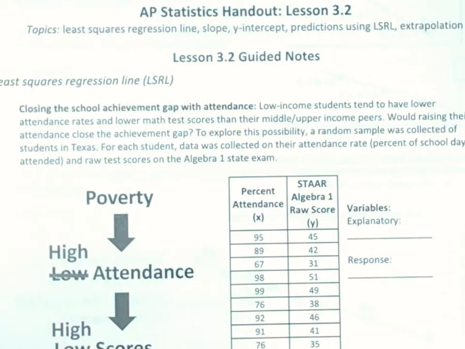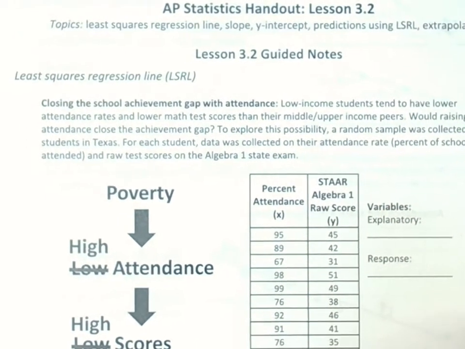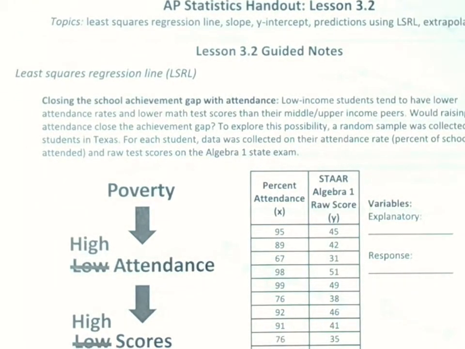Okay, welcome. Day 2 of chapter 3. And again, we're still talking about bivariate data and our least squares regression line. We're going to talk a little bit about slope, the y-intercept, predictions using our least squares regression line, and extrapolation. Okay, and we want a sort of guiding concept again of what is going on.